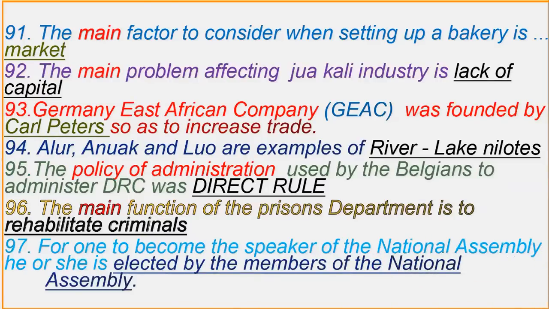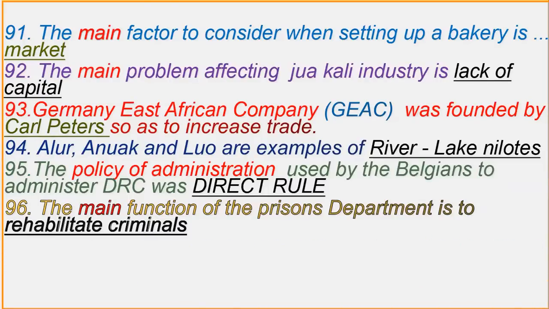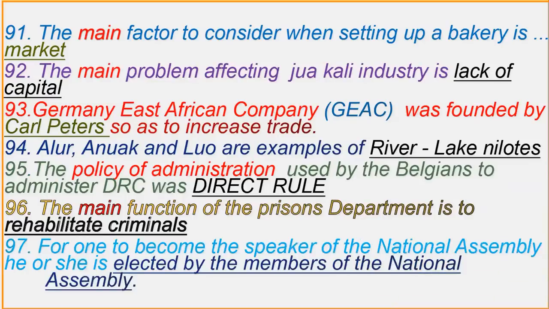Number 97. For one to become the Speaker of the National Assembly, he or she is elected by the members of the National Assembly.